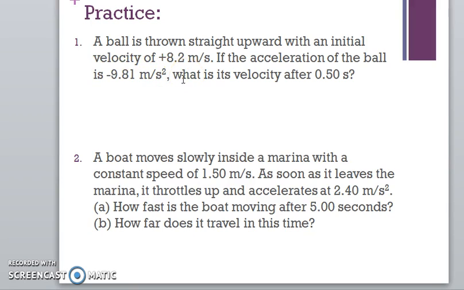So in order to solve a problem like this, you have to pull out your variables. What do I know, what is it giving me, and what am I trying to solve for? For this first one, it gives us an initial velocity of plus 8.2 meters per second. So I'm going to write that down on my sheet over here, and we'll click over in just a second.